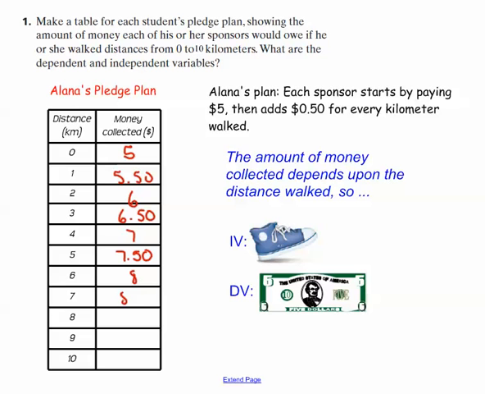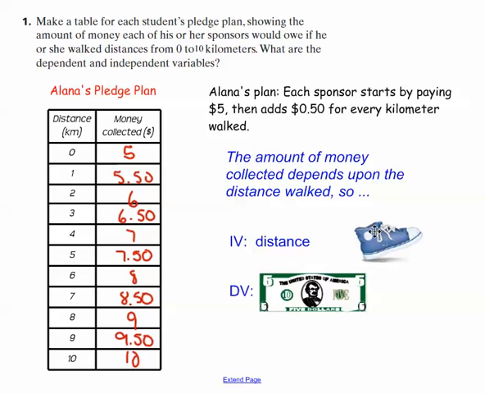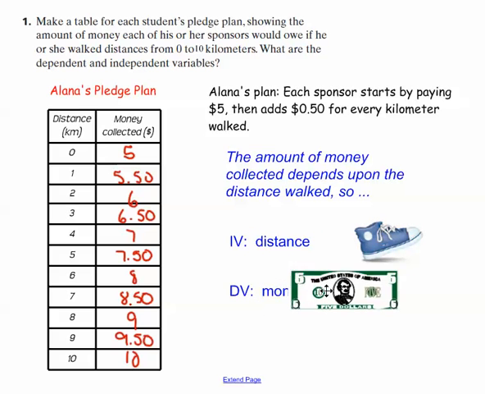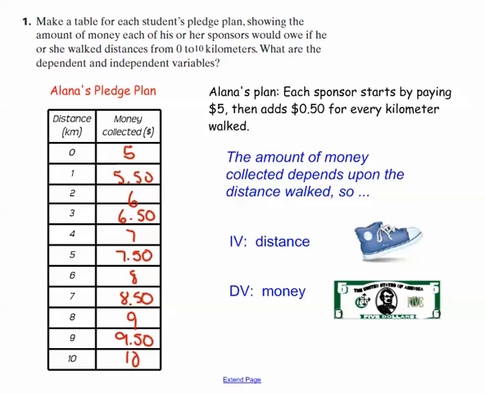Now remember, in our last lesson we talked about where the independent variable is in a table and where the dependent variable is in the table. Remember, our independent variable is the left column. In this case, the independent variable is the distance that a person walks, because the distance that a person walks determines how much money is collected. The money collected depends upon the distance, so the DV becomes the money in this case.